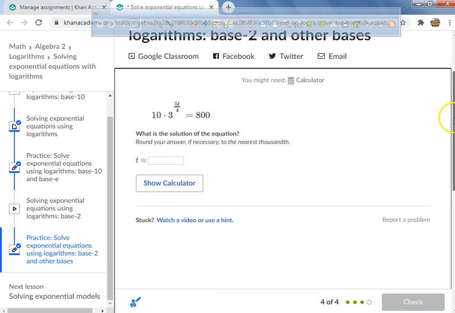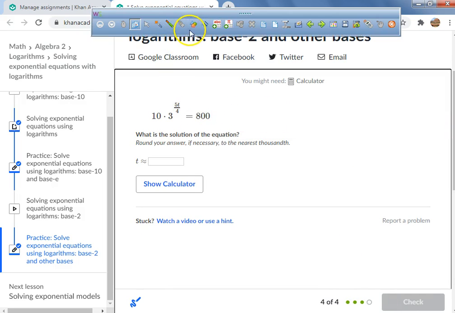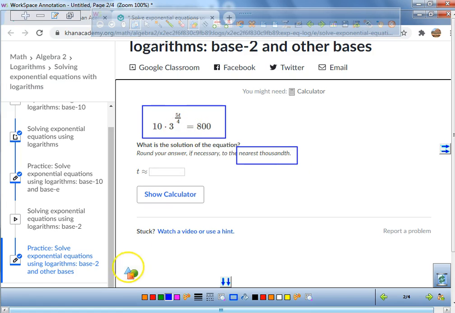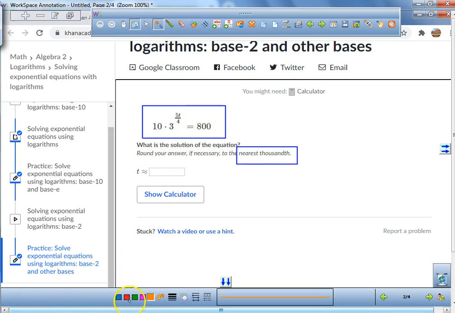Next one, I want you guys to write this one down right here. I'll show you how to work it. This one, we're going to find the exact answer, but we're also going to use the calculator to find the approximate answer and make sure we round it to the nearest thousandth. So please write that down.